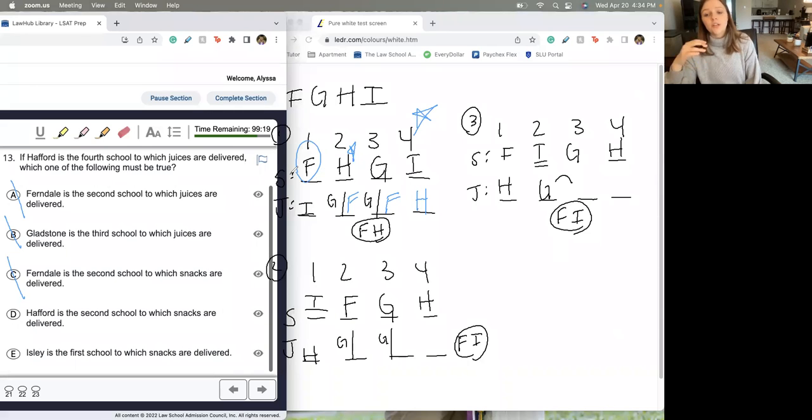So you need to make sure that you're going to the right line, because if I didn't, I is the first school for juices, but it's talking about snacks down here. So make sure you're going in the right line. So that's leaving me with my answer choice of D.